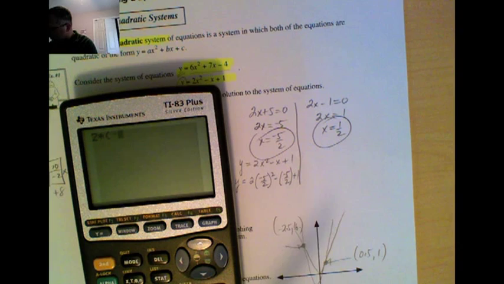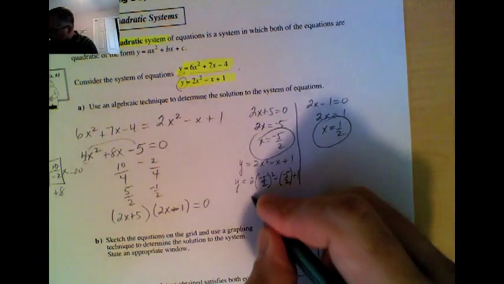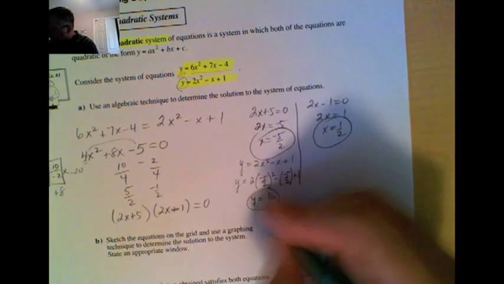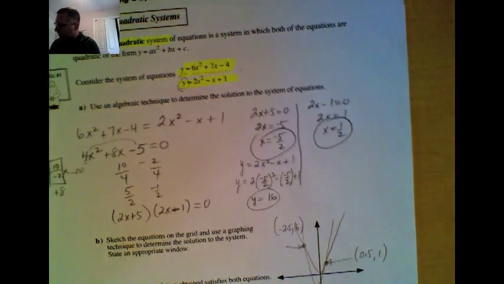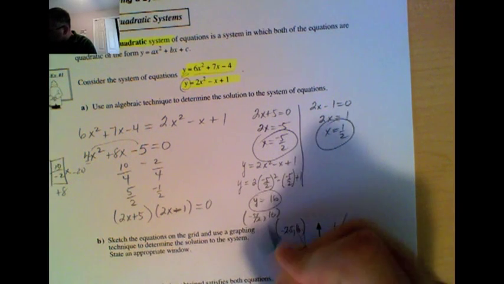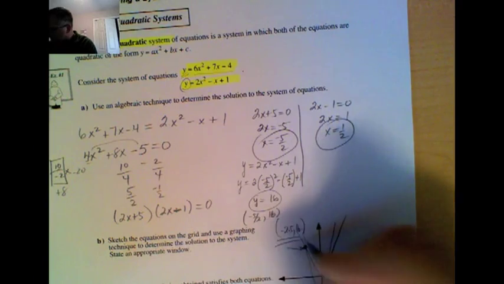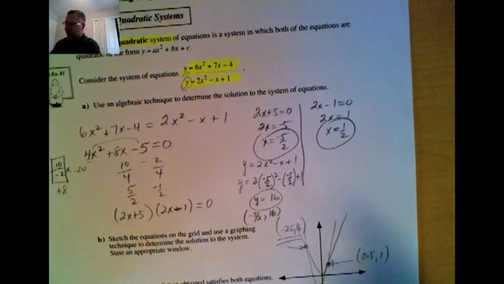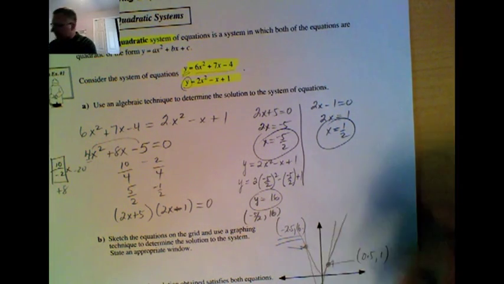Now if you type that on your calculator, you take this whole expression that we've got here, 2 times in brackets negative 5 halves squared minus negative 5 halves plus 1 gives us our answer of 16. So y has a value of 16 when x has a value of negative 5 halves. So our point of intersection is negative 5 halves and 16, which corresponds to that left-hand x in our point of intersection that we found graphically.